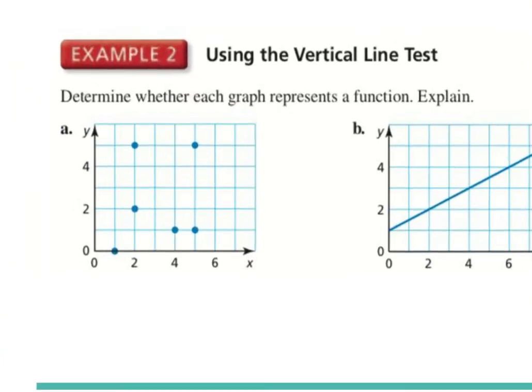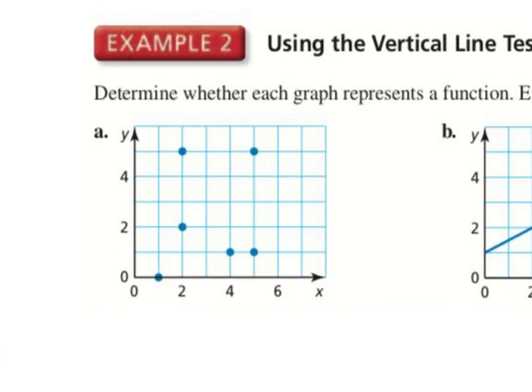Let's try some examples. So in the first example, in A, there are two lines that we could draw that would make this not a function. The first one's at 2, and the second one is at 5, okay? Now, it crosses our graph at 2 points, and this one crosses our graph at 2 points. So this one is not a function.